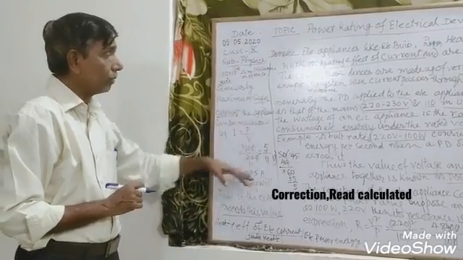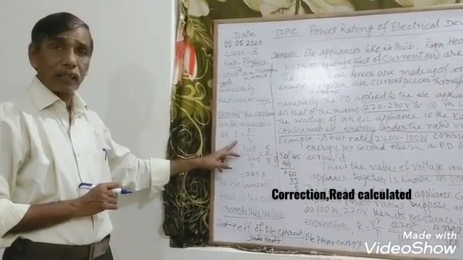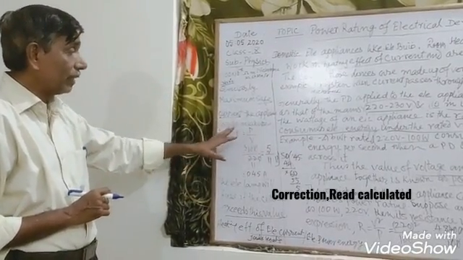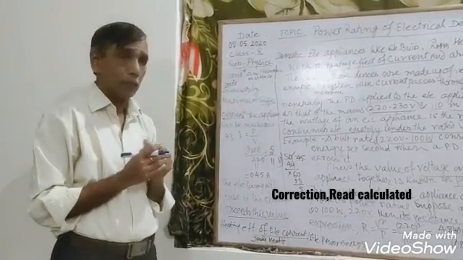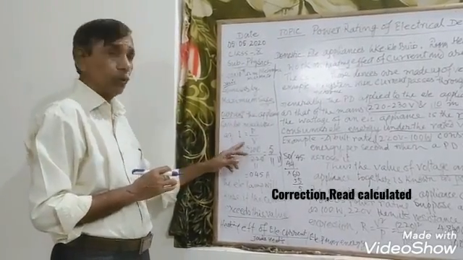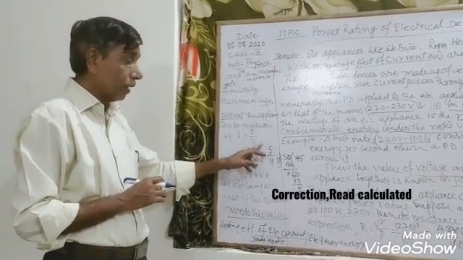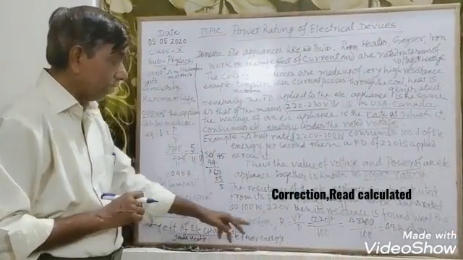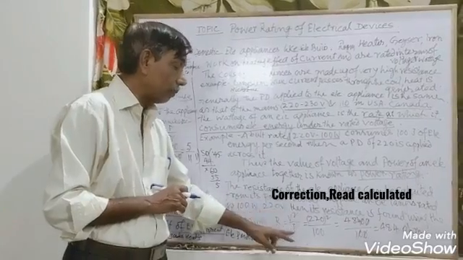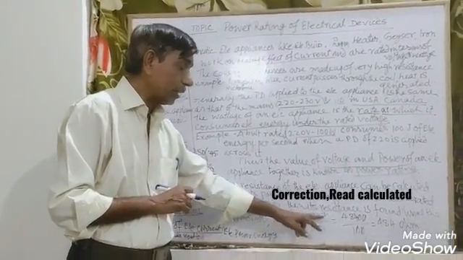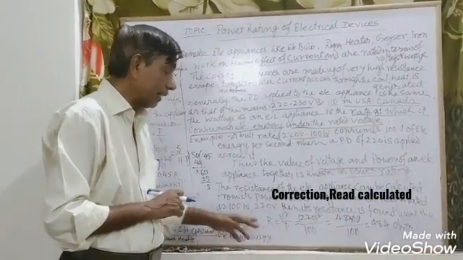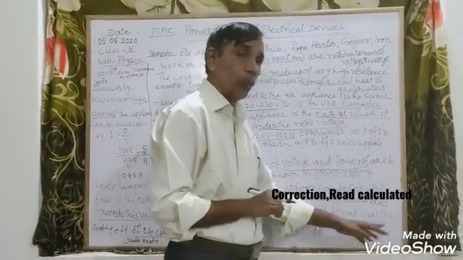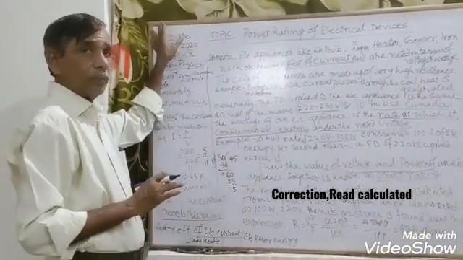Therefore, in numericals, use the formula I = P/V to find the appliance's maximum safe current. And the resistance can be calculated by the formula R = V²/P. Here V is the voltage, 220 volt, and P is the power, that is wattage, 100, and we got 484 ohm. So these are the expressions.